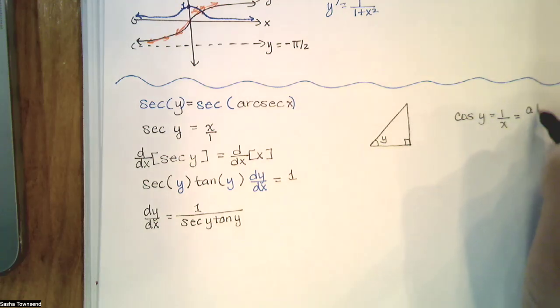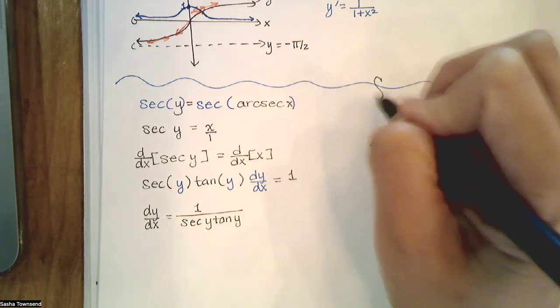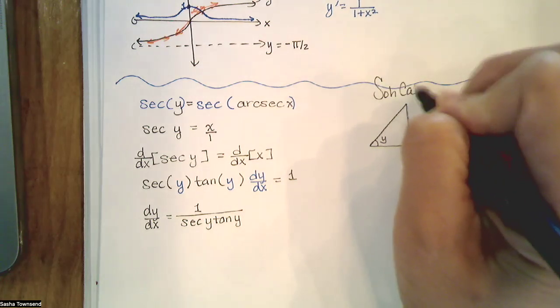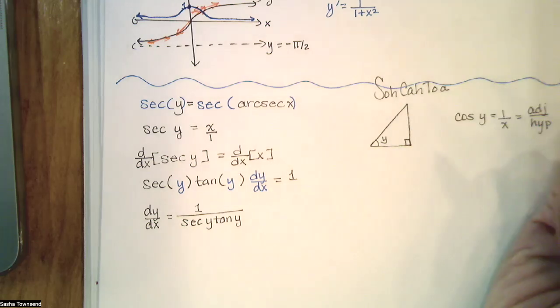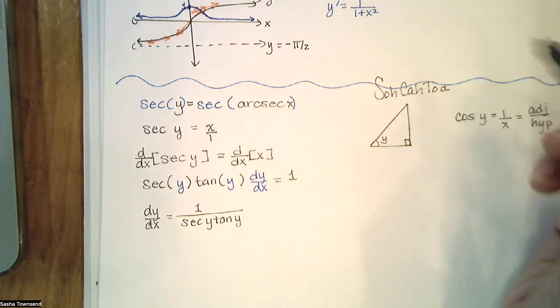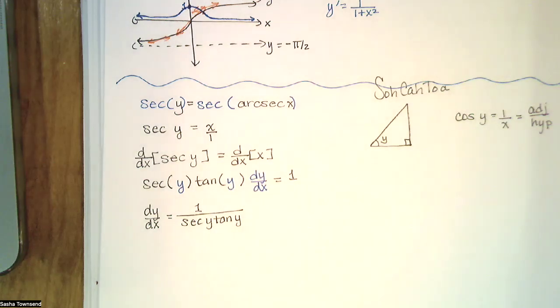Cosine is adjacent over hypotenuse. You may have heard of SOHCAHTOA. I've always wanted that t-shirt. I never purchased it. The one that says Camp SOHCAHTOA on it. It has like the mountain in the distance.